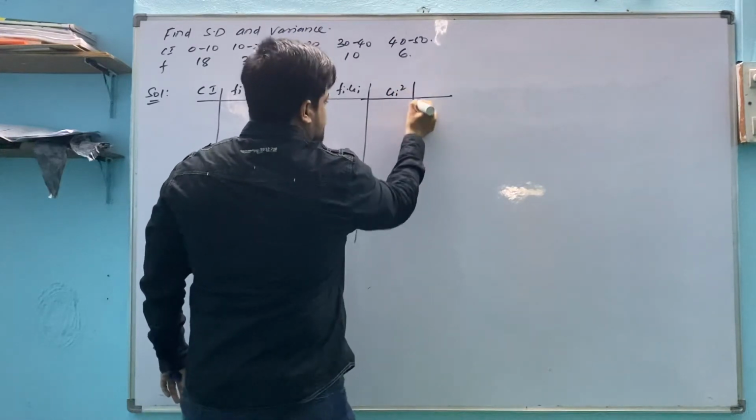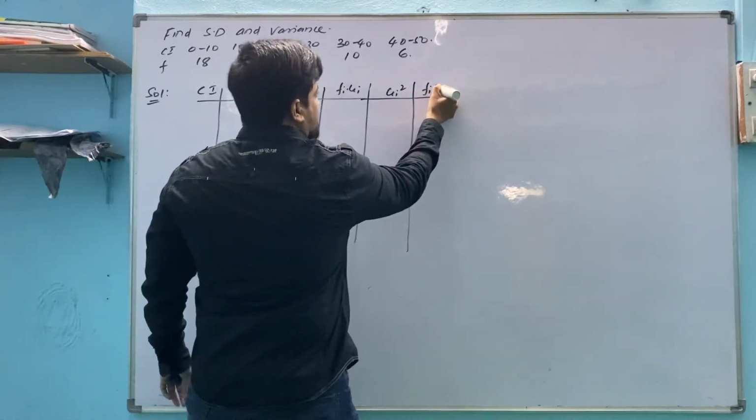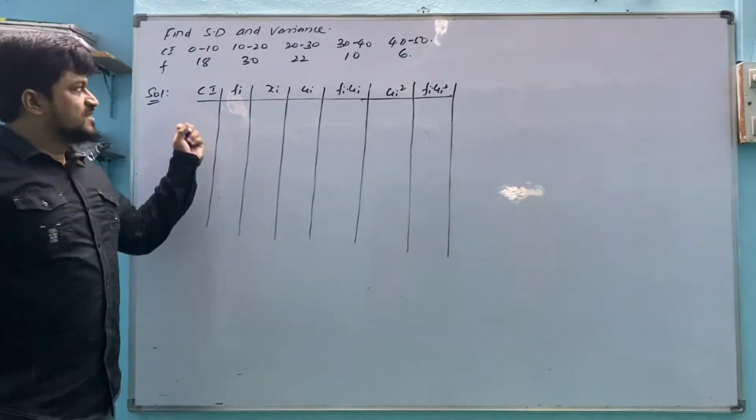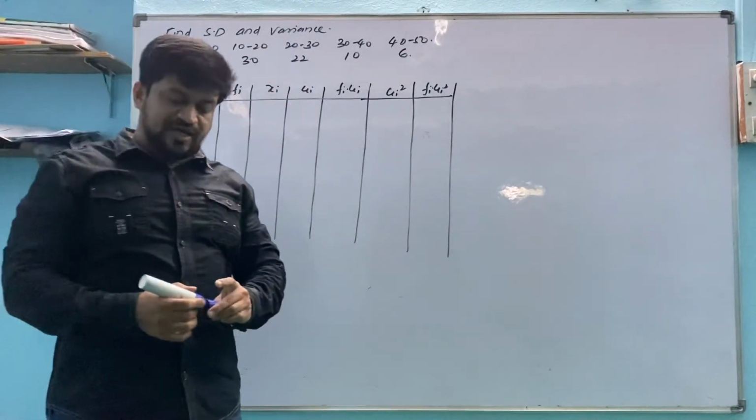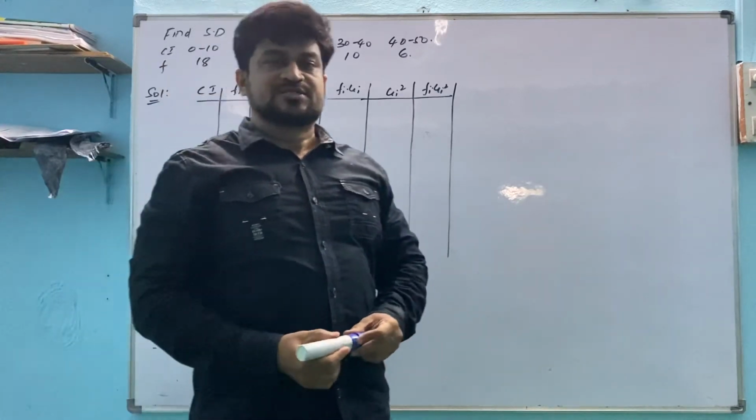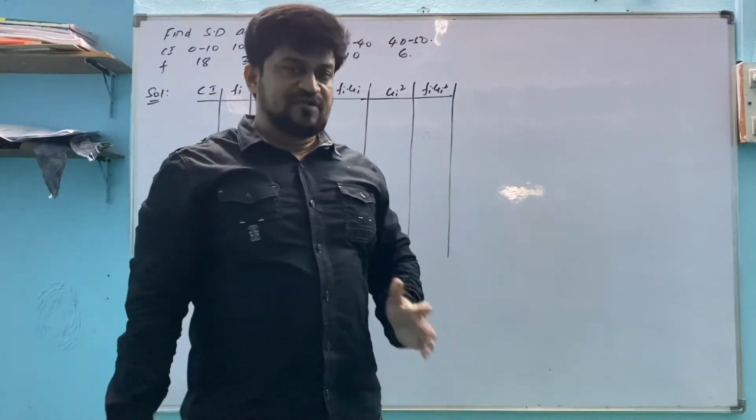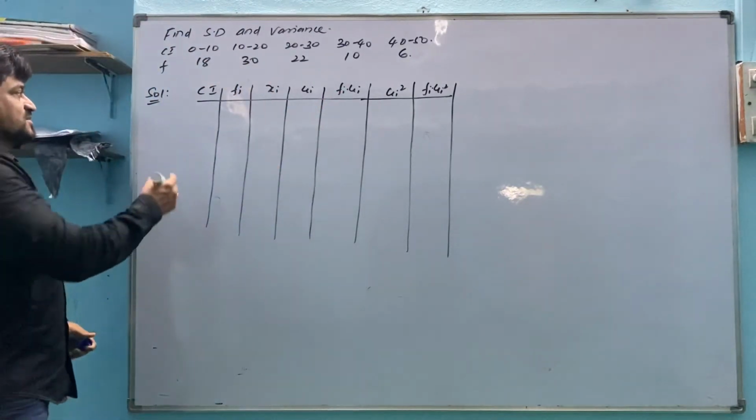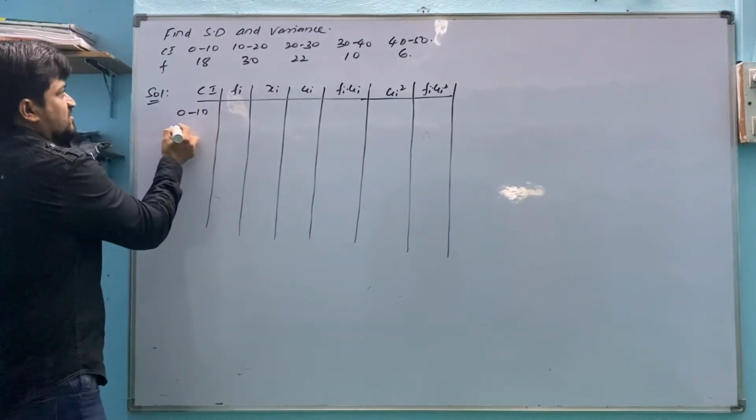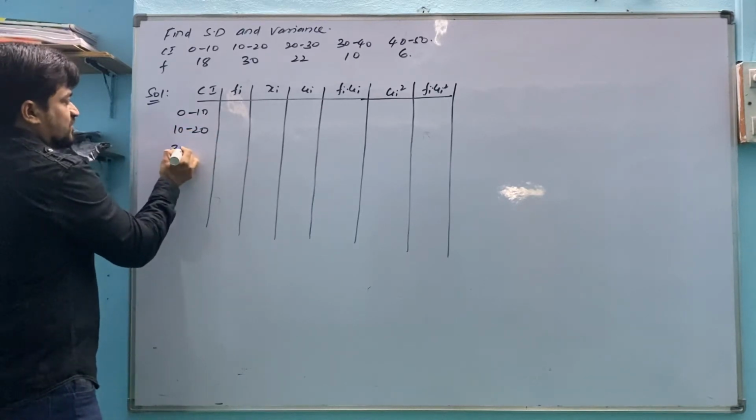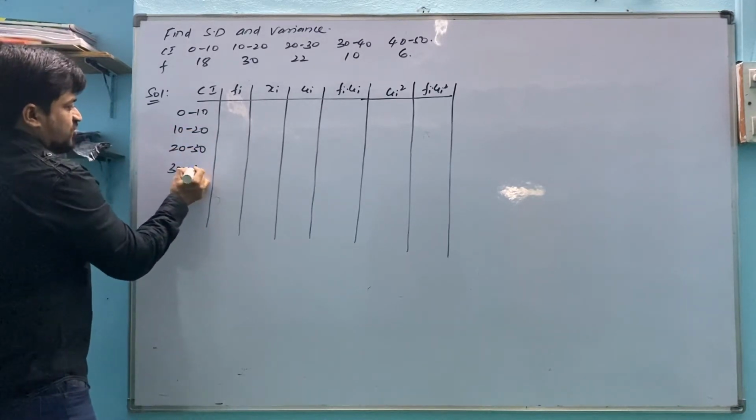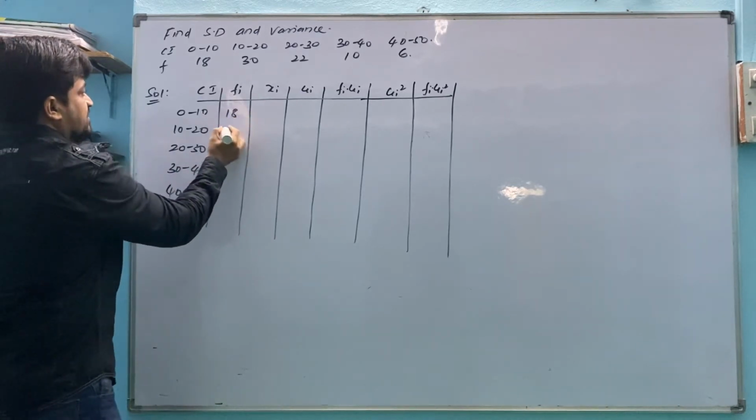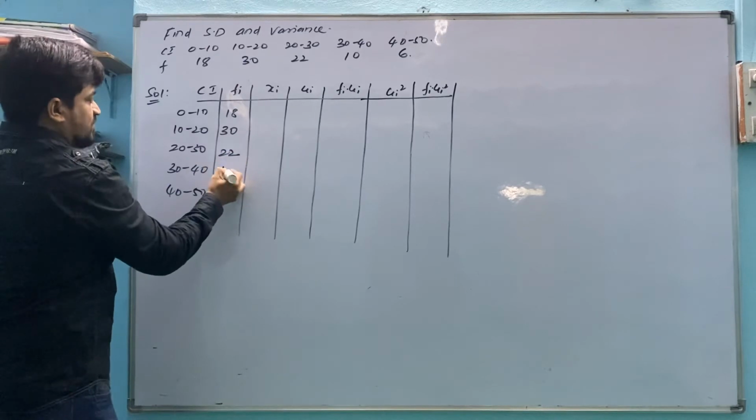Ui square, Fi into Ui square. Okay, these are the 7 columns which you need to write whenever you are finding standard deviation. So when a standard deviation question is there, what do I have to do? I have to write these 7 columns. The first 2 columns are given in the question itself: 20 to 30, 30 to 40, 40 to 50, and the frequencies 18, 30, 22, 10, 6.